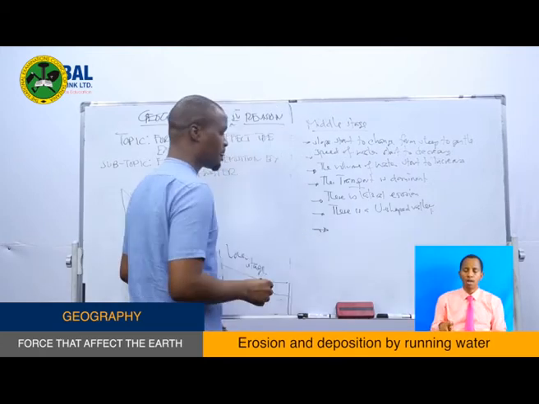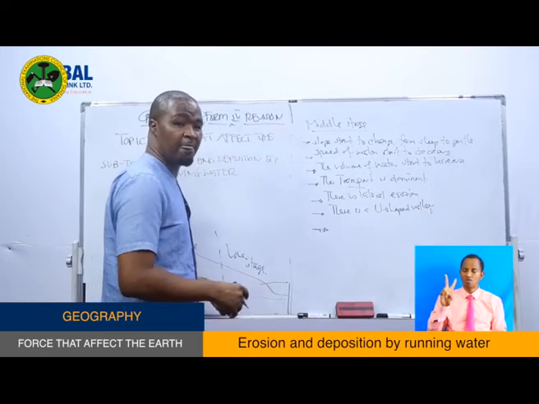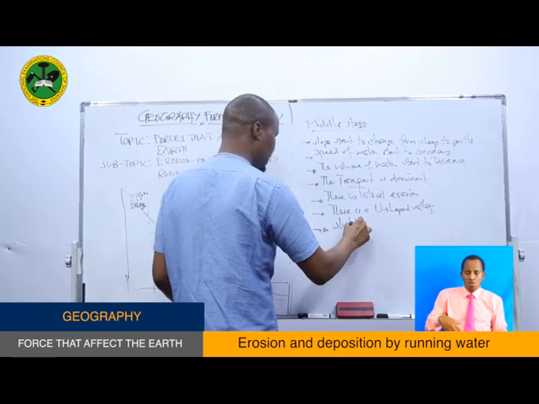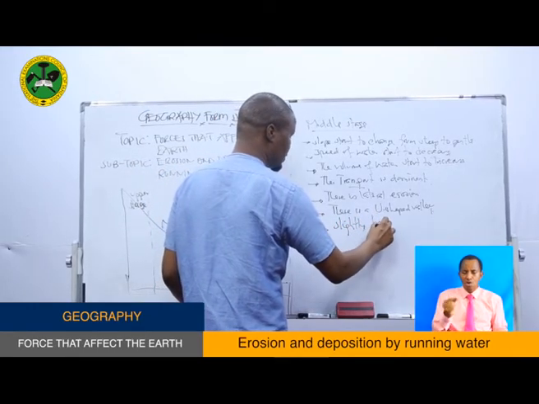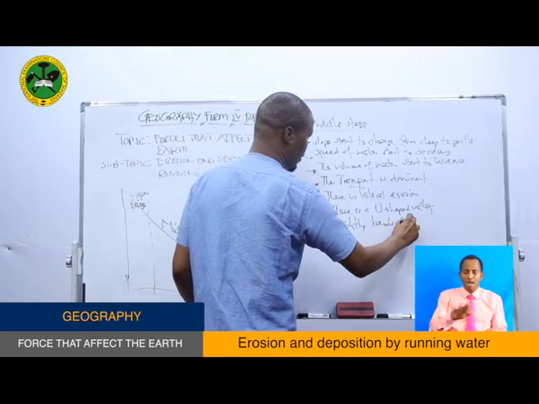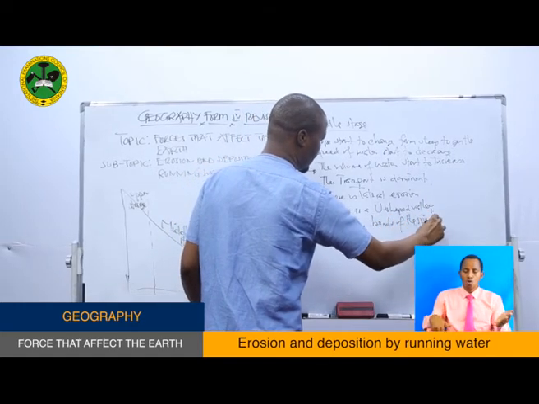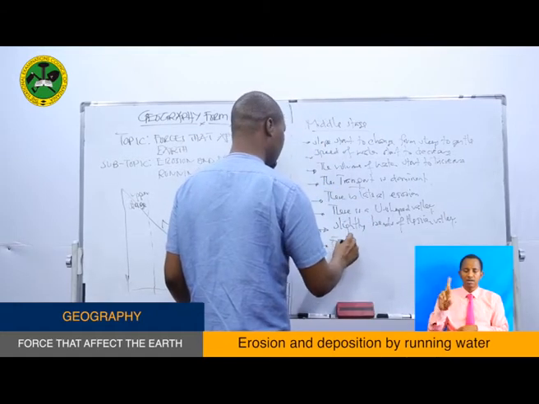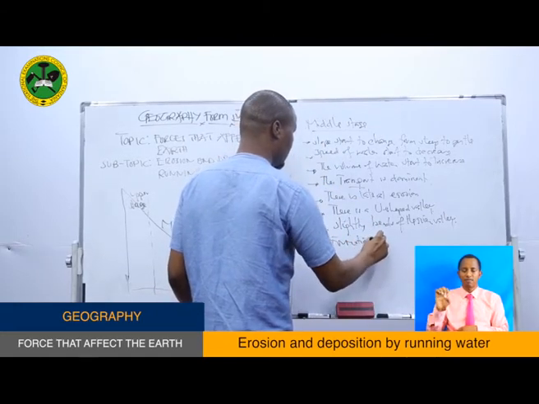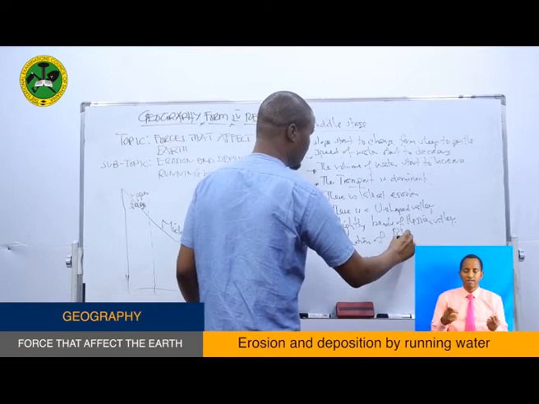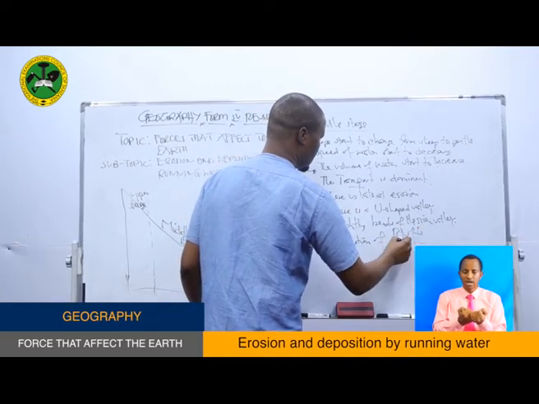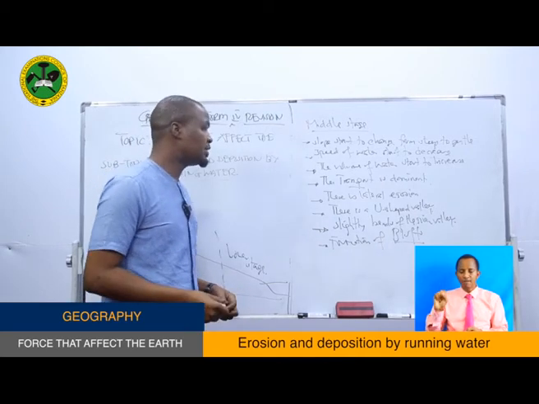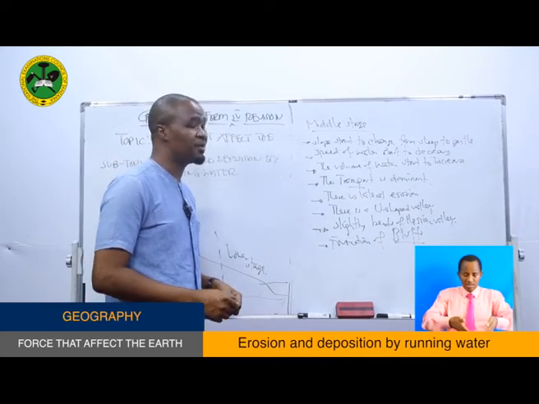Then we say there are slight bends of the river valley, and formation of bluffs, the steep sides of the river valley. These are the characteristics of the middle stage.